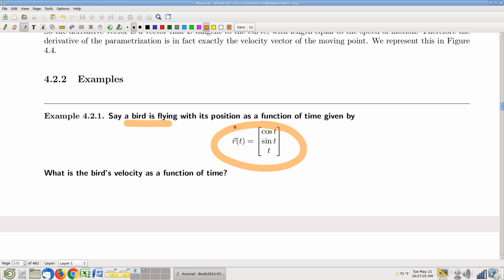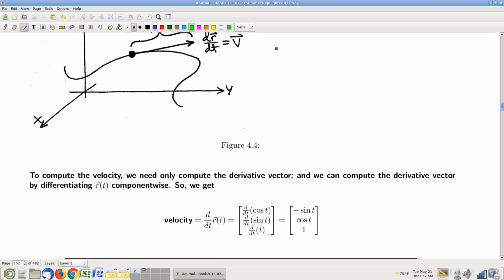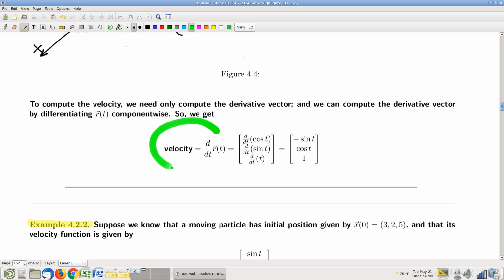So let's ask then, what is the bird's velocity as a function of time? We know position is a function of time. What's the velocity as a function of time? Well, the derivative is the velocity. So all I have to do is take the derivative of my given position function here. And great. So the derivative of that parametric curve. How do you take the derivative of a parametric curve? One component at a time. Right? Just like you would hope.